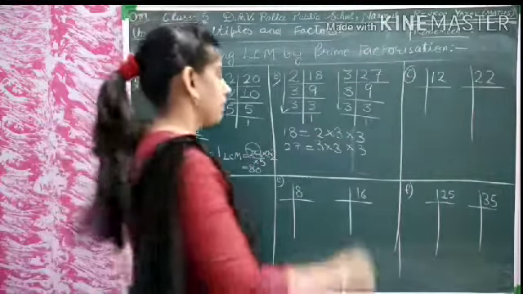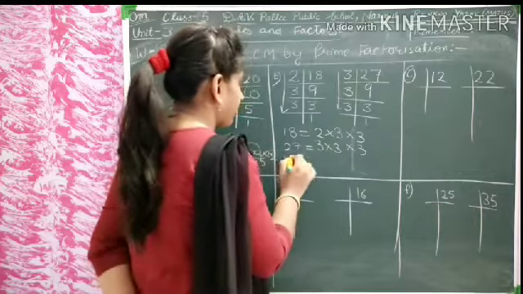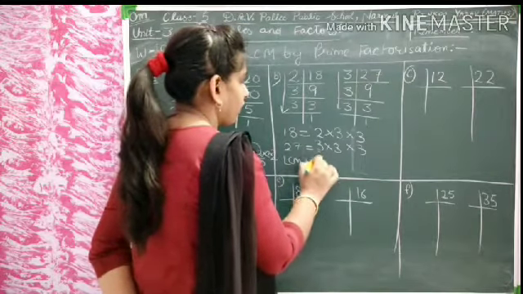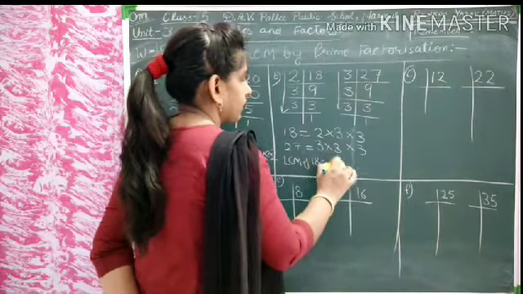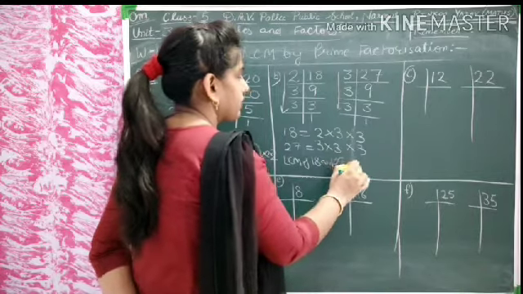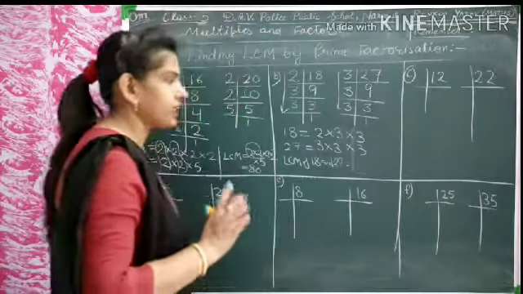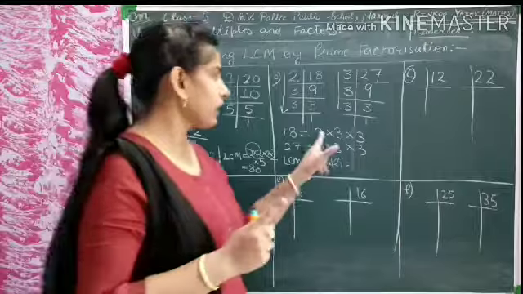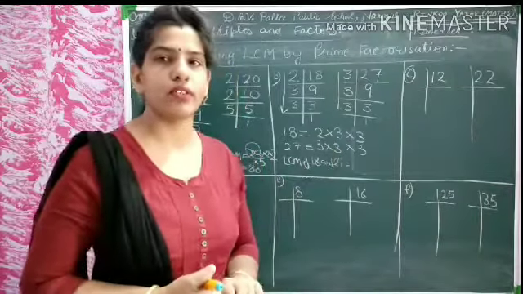Now we will find the LCM of 18 and 27. Firstly we will check how many factors there are: only 2 and 3. Only 2 and 3 are the factors.